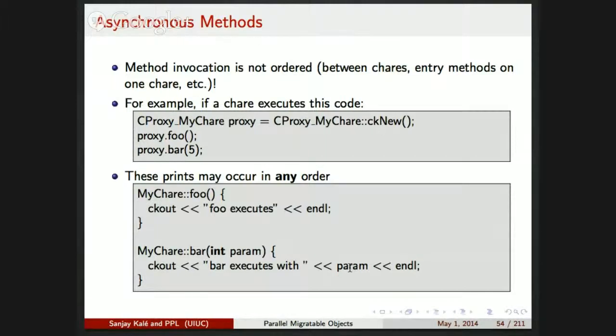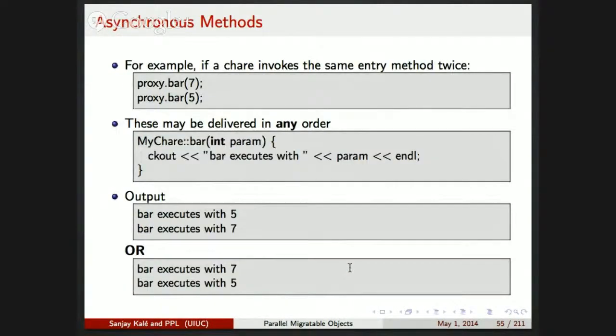And again, just to keep things general, the Charm++ runtime doesn't enforce any ordering on message arrival or message sending. However, we give you constructs for doing that on a per char level. So for the chars that do need specific causality and control flow constructs, you can do that on the per char level. This also goes for invoking the same method twice. So if we call bar with 7 and then 5, we might see them print out in either order.